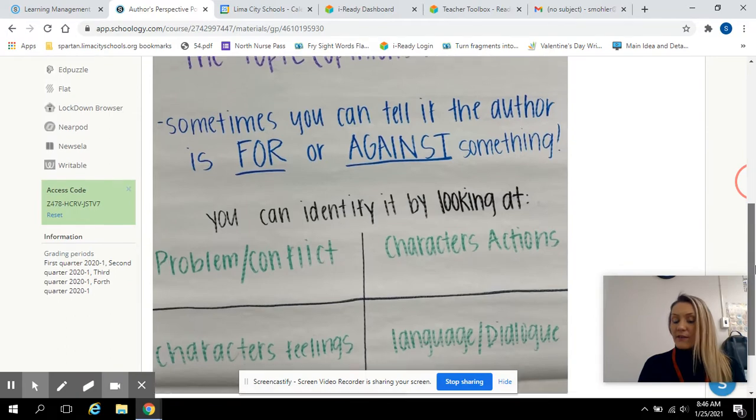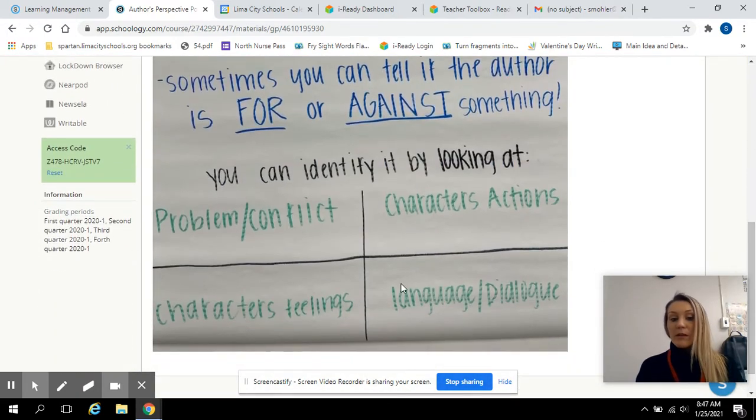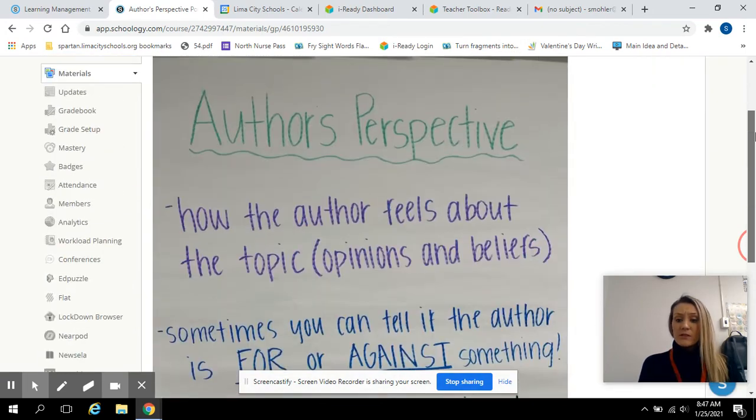And then you can identify author's perspective by looking at the problem or the conflict, the character's actions, the feelings, or the dialogue, which is just what is said. So maybe what he says helps you identify how he feels. So this poster is on Schoology for you to look at.